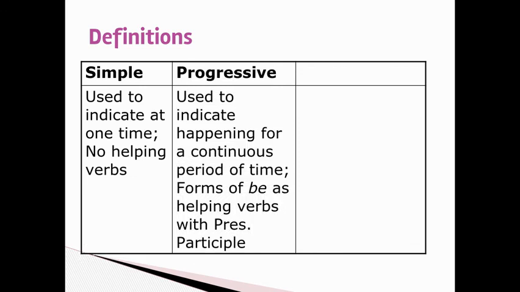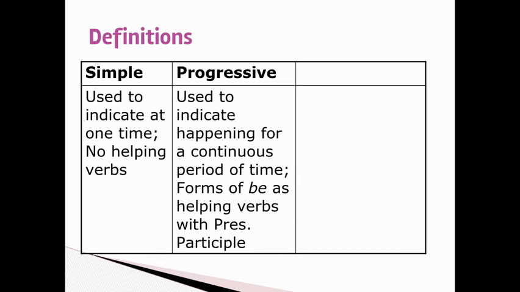The progressive tense. It's not just a type of car insurance anymore. Progressive tense indicates that something is happening for a continuous period of time. This is a form of be as a helping verb with the present participle. This is the be plus ing, as I refer to it.